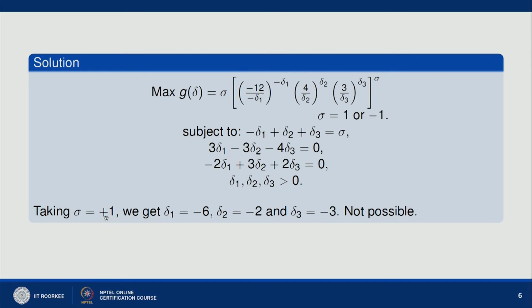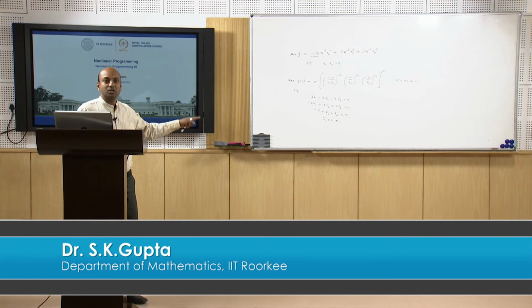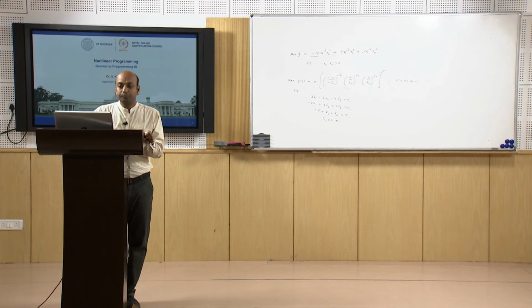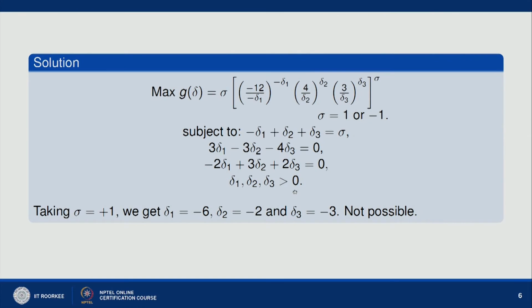Now, we can take rho as either plus 1 or minus 1. Suppose it is plus 1, then we get delta 1 as minus 6, delta 2 is minus 2, and delta 3 is minus 3, that you can easily verify. Okay, you can substitute rho as 1 there and solve these 3 equations. You can simply see that these are the values of deltas we are obtaining, which is not possible. Why is it not possible? Because all deltas must be greater than 0 as per this condition.